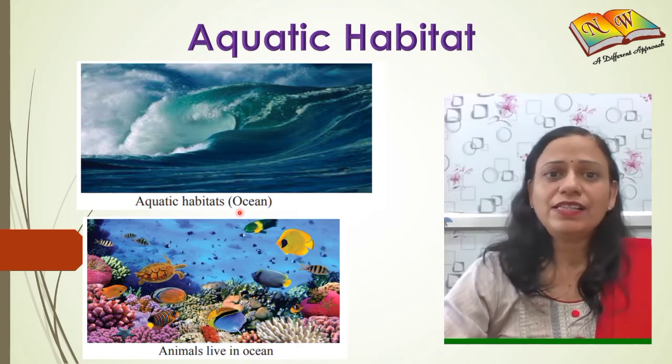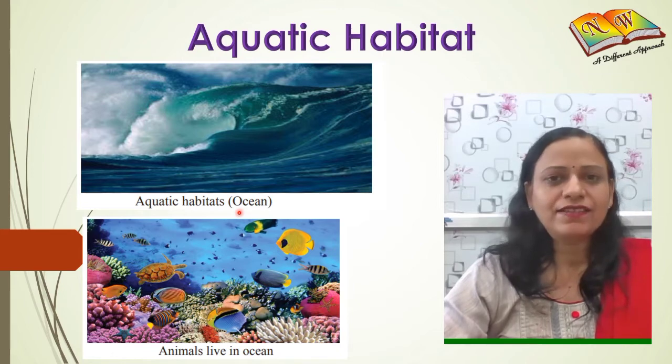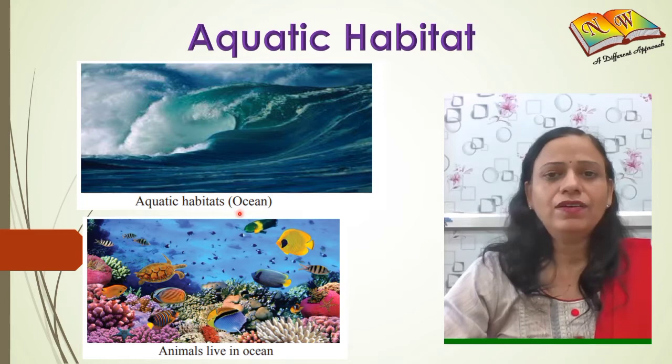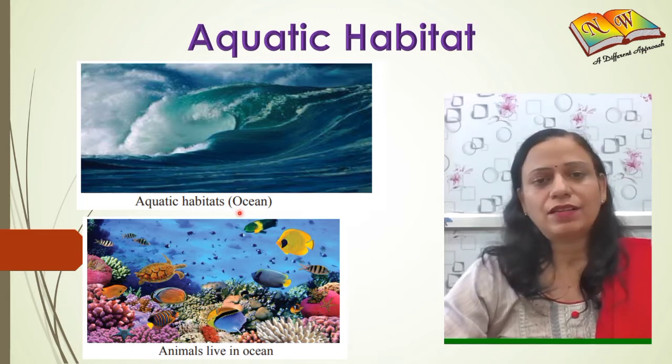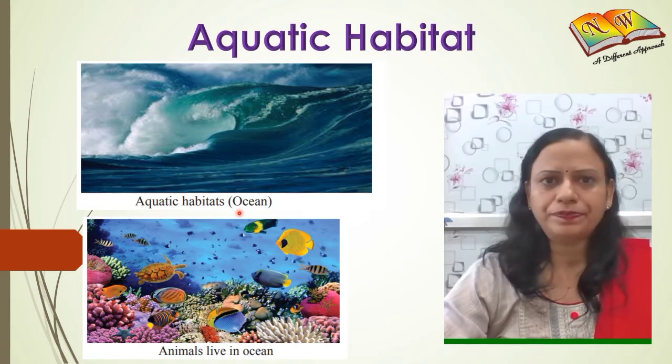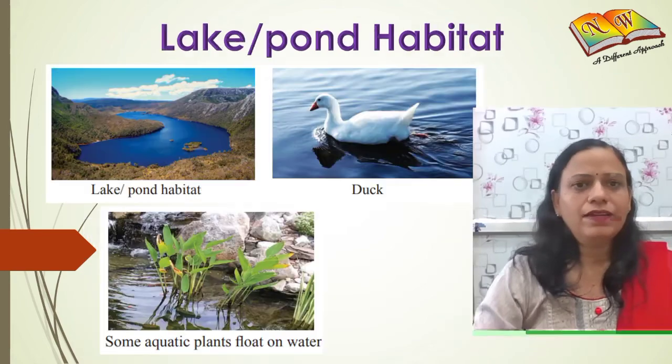They have gills for breathing. They don't have lungs like us. They breathe through gills because gills enable them to take in oxygen from the water, that is the dissolved oxygen that is present in water. So these are some common adaptations you find in the aquatic habitat.